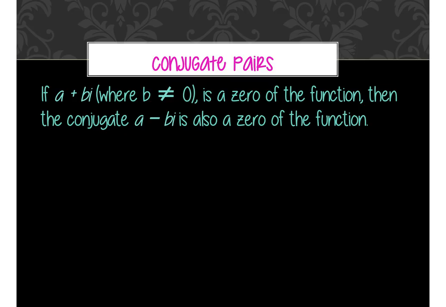Okay, so conjugate pairs. If a plus bi, where b is not 0, meaning there is an i in my zeros, is a zero of the function, then the conjugate is also a zero of the function. I's come in pairs. So if 2i is one of your zeros, you automatically know negative 2i is also a zero. If negative 10i is a zero, then positive 10i is also a zero. They always come in pairs. Otherwise, your polynomial will have an i in it, and that's not a polynomial. Polynomials can't have i's.